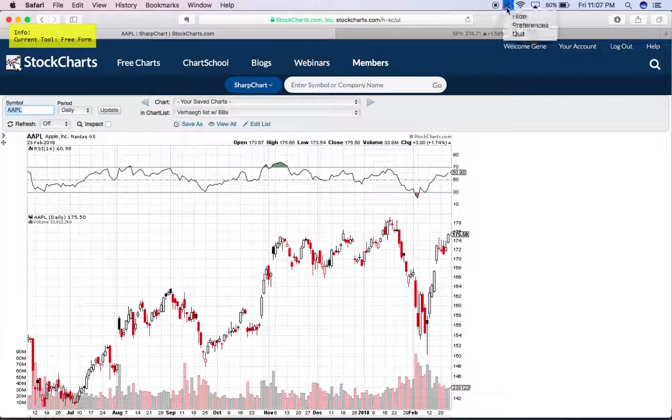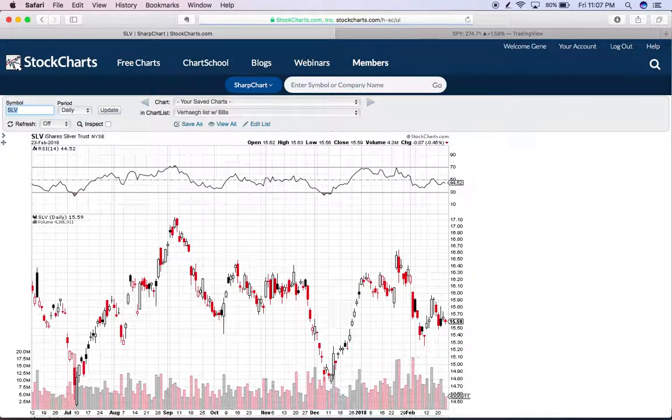Let's look at another chart. Let's look at silver. This is a silver ETF. Remember, an ETF is an exchange traded fund, and silver has a pivot point here in August. There's the low, higher low, higher low. It takes off.